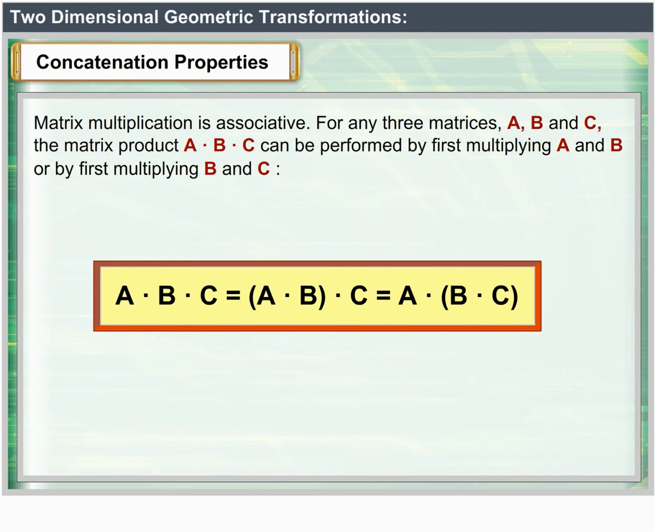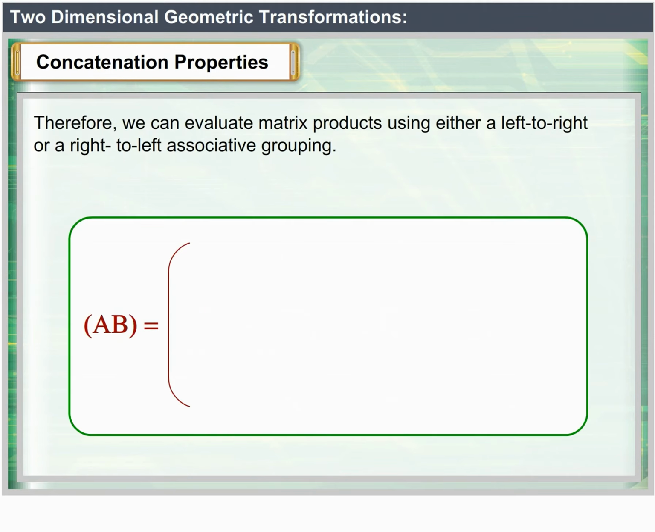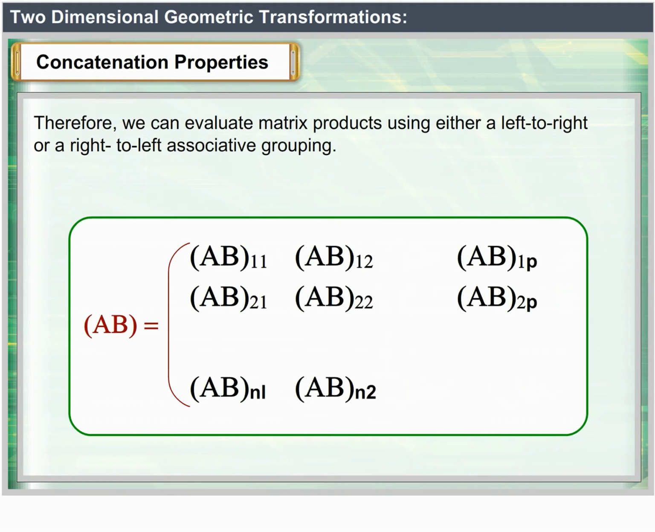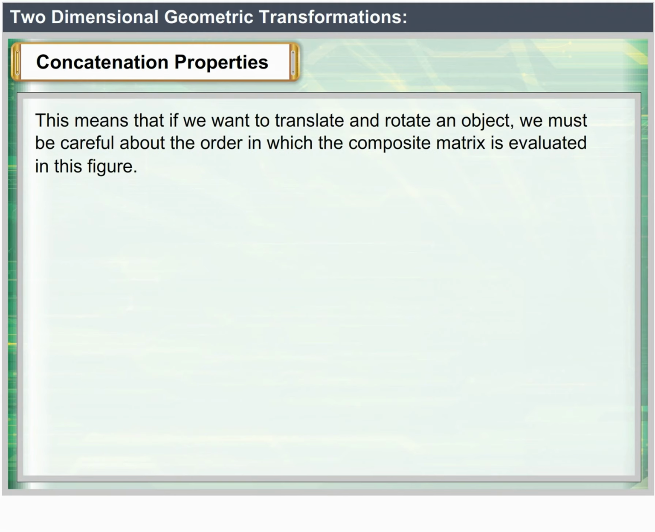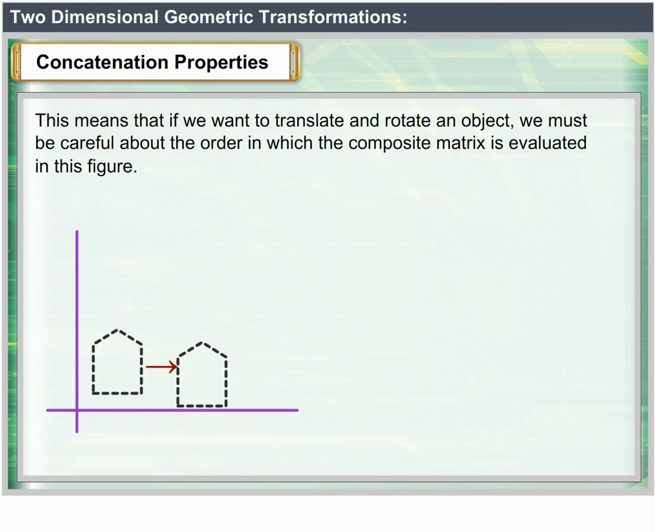On the other hand, transformation products may not be commutative. The matrix product AB is not equal to BA in general. This means that if you want to translate and rotate an object, you must be careful about the order in which the composite matrix is evaluated in the figure. Reversing the order in which a sequence of transformations is performed may affect the transformed positions of an object. In A, an object is first translated then rotated. In B, the object is rotated first and then translated.